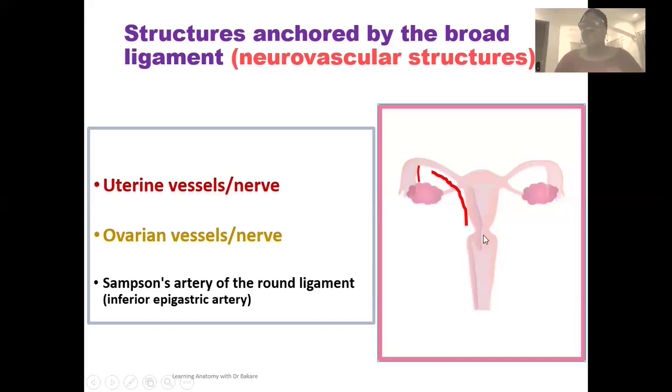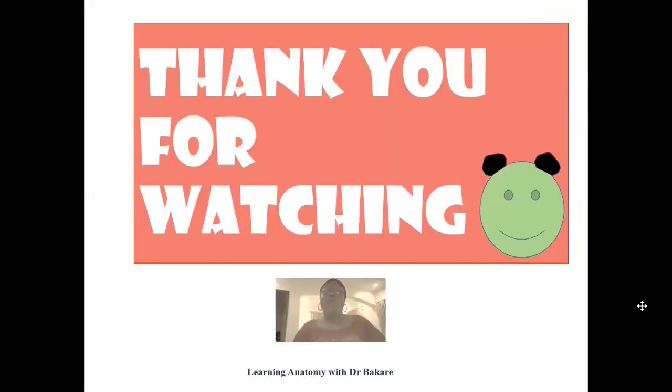The broad ligament of the uterus in this image is removed so that we can see the different vessels around this region.